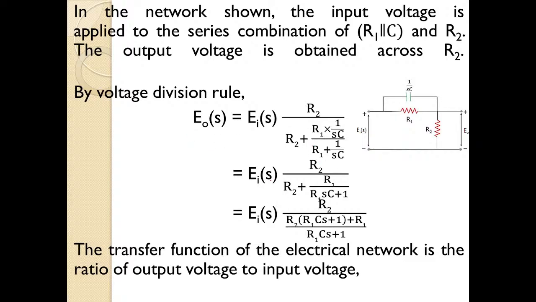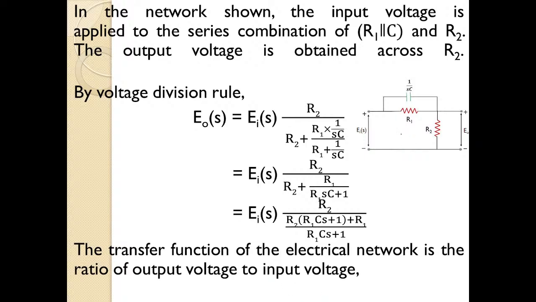Just rearrange the terms and simplify. E naught of S is equal to Ei of S into R2 by R2 plus R1 by R1 SC plus 1. Again rearrange and simplify. You will get E naught of S is equal to Ei of S into R2 by R2 into R1 CS plus 1 plus R1 by R1 CS plus 1.